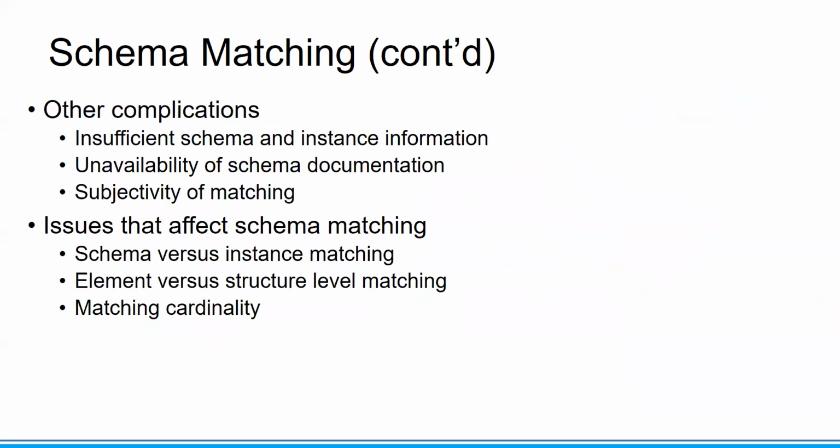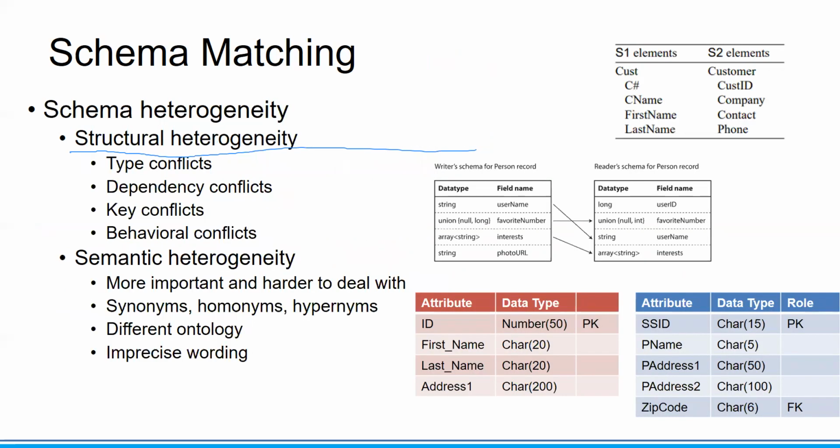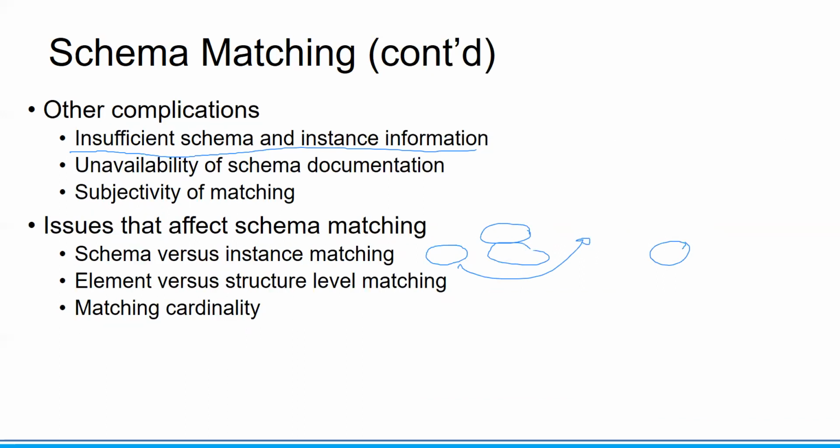Other complications can be related to insufficient schema and instance information. Maybe you know that these are related to interest, but what is interest? We don't have sufficient information about this interest. And photo URL is a string, and in the data type, this is also string. So it's a little bit confusing, but using schema matching, we need to understand that there are some complications with this, or unavailability of schema documentation.